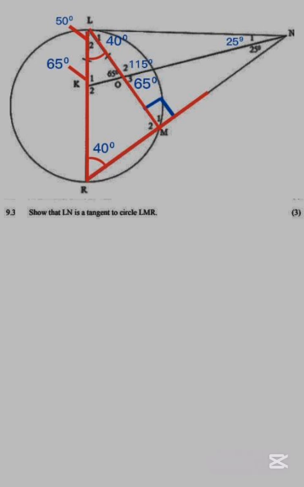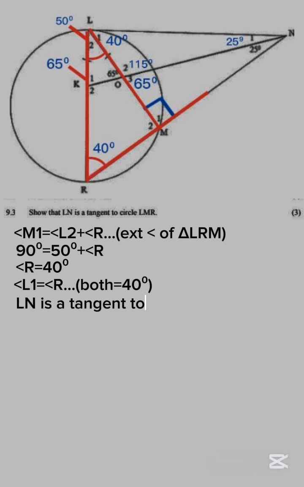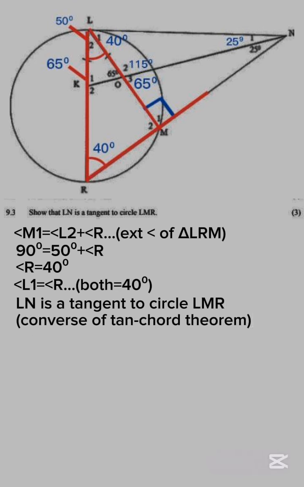Okay, we said angle M1 is equal to angle L2 plus angle R. Reason: exterior angle of triangle LRM. 90 degrees is equal to 50 degrees plus angle R. Angle R is equal to 40 degrees. Angle L1 is equal to angle R. Reason: both are equal to 40 degrees. Therefore, LN is a tangent to the circle LMR. Reason: converse of tangent theorem. We are done with question 9.3. Let's move to question 9.4.